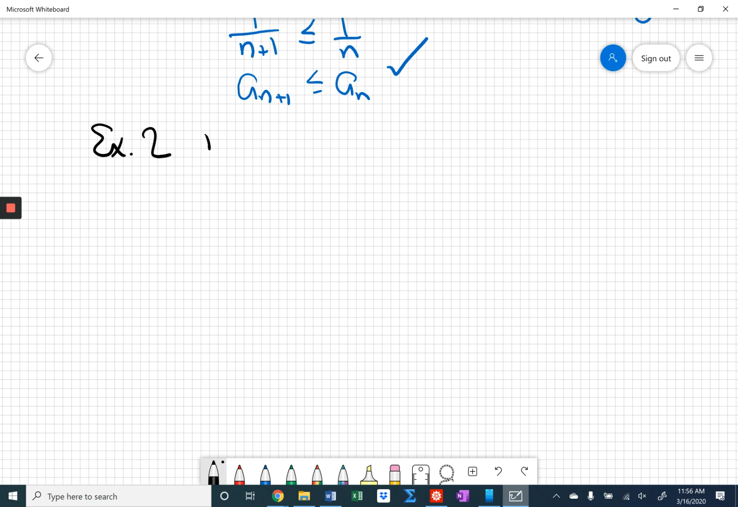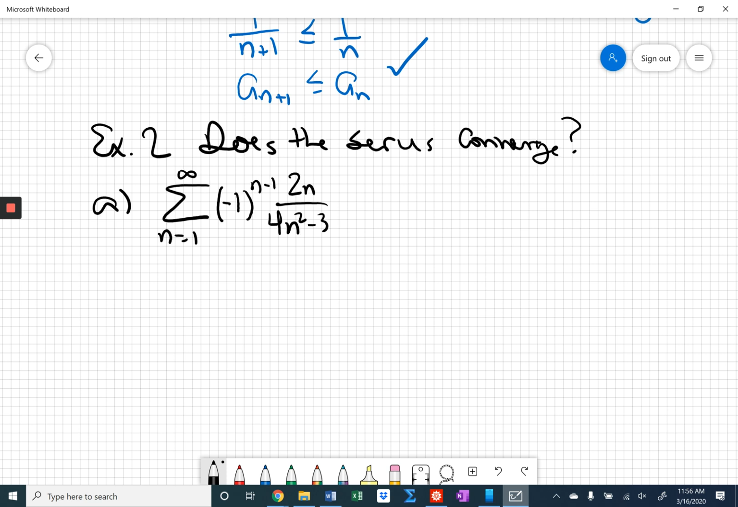And then for part B, it's the sum from n equals 1 to infinity, -1 to the n minus 1. And then we're going to have 4.